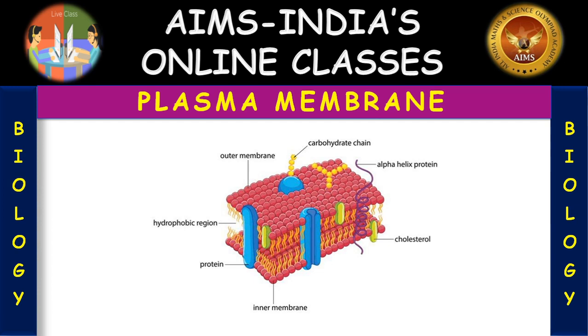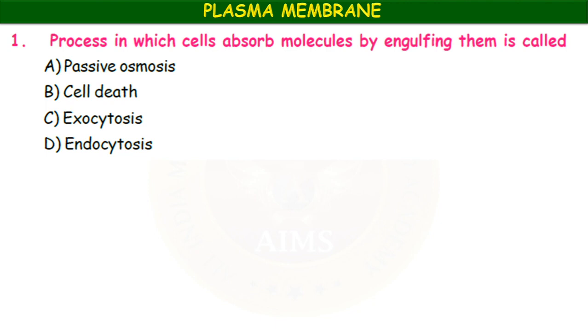Okay children, let us proceed to the questions. The process in which cells absorb molecules by engulfing them is called... So this is the process. It was adapted by, I'm giving a clue, adapted by amoeba. So in catching its prey, what is that? Endocytosis.